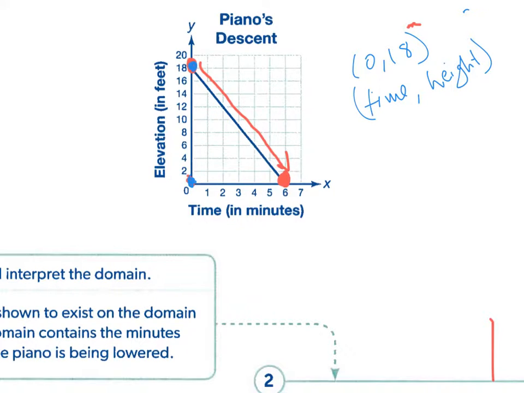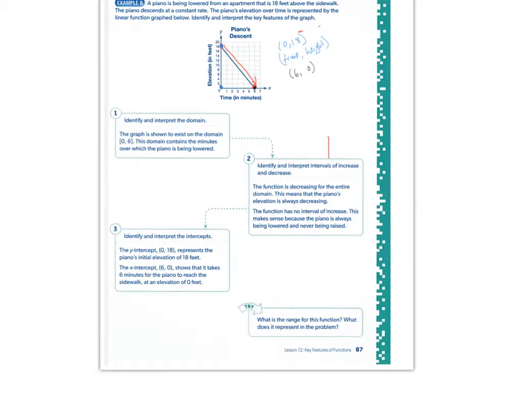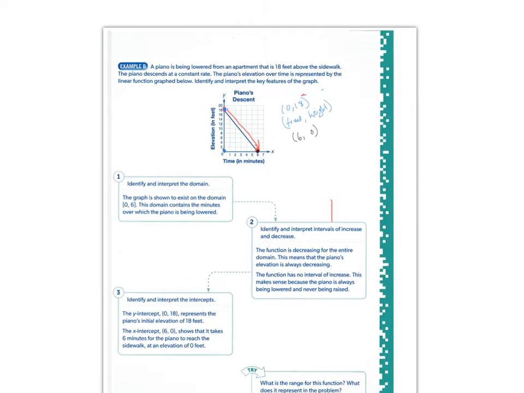Well, that's our first intercept. My other intercept all the way down here is at 6, 0. Meaning at 6 minutes, I'm now at a height of 0. So again, in terms of that problem, that's what that means. What's the range of this function? What does it represent? Well, the range, again, not hard to figure out, just 0 to 18. We talked about that at the beginning. And that just represents the piano's height at any given time.